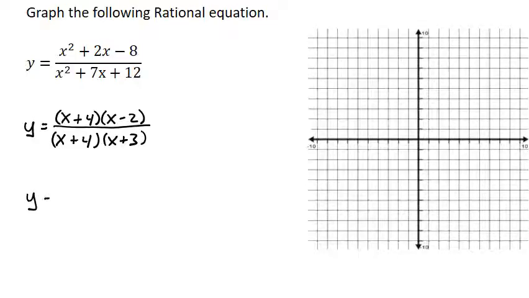The third version, if possible, that I want to write my equation in is simplified factored form. What I mean by that is, are there any factors both top and bottom that cancel each other out? Hopefully we see that the x plus 4s are going to cancel out. So I can write this as x minus 2 all over x plus 3, because the x plus 4s would have canceled out. So we have three forms: standard form, factored form, and simplified factored form.